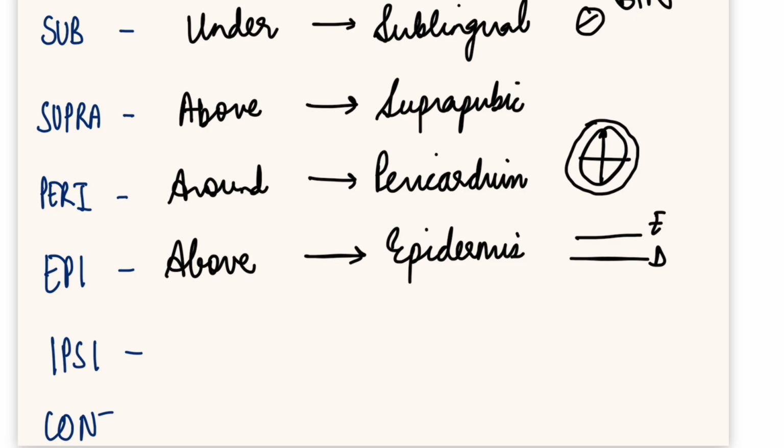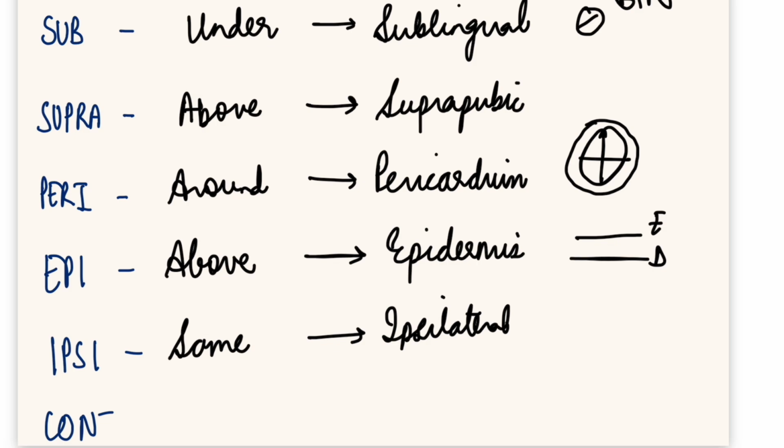Coming to ipsi. Ipsi, you will very commonly hear it in your anatomy. Ipsi means same. So basically, the term that we use is ipsilateral, right? Ipsilateral, which means on the same side. For example, your liver and your right kidney, they're ipsilateral to each other.